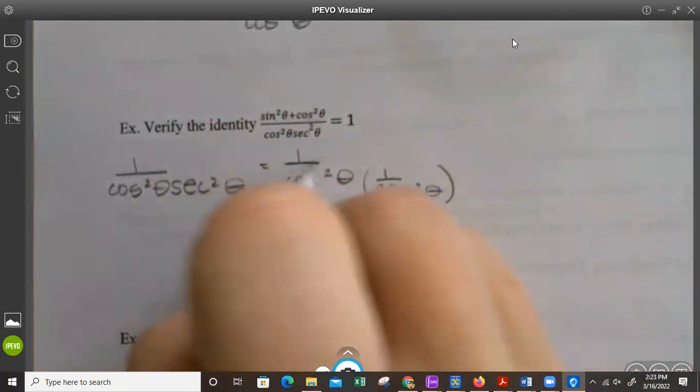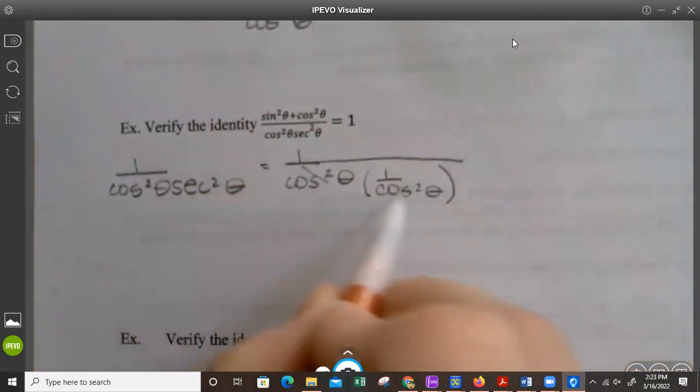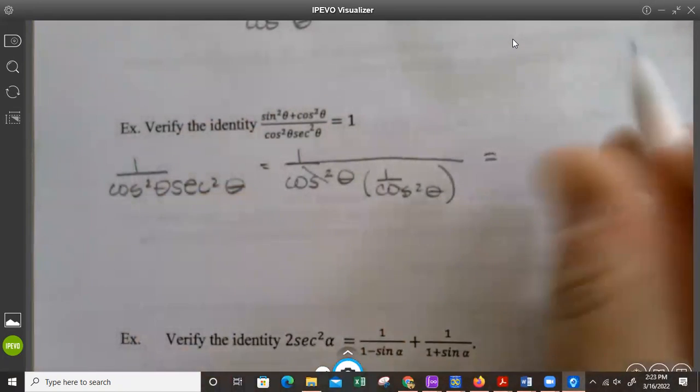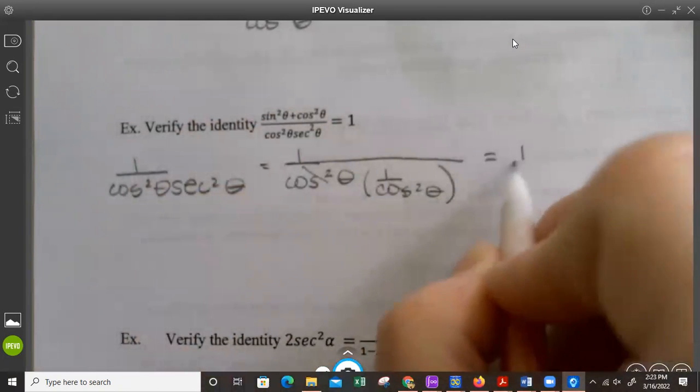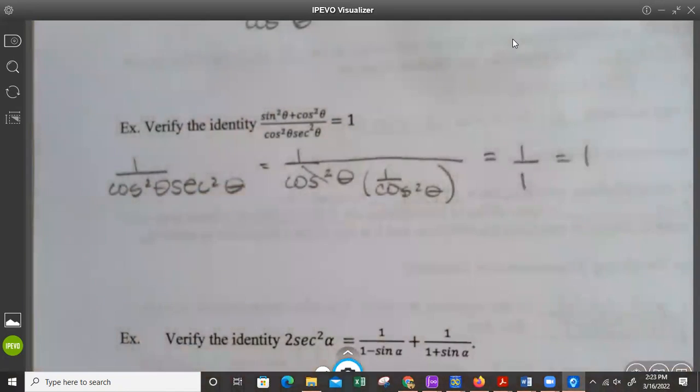Yeah, so this is a full fraction right here. The cosines will cancel out. What's it give you? 1 over 1, which is 1. They're not as hard as you make them out to be. You just got to pick out the hard stuff and make it simple.